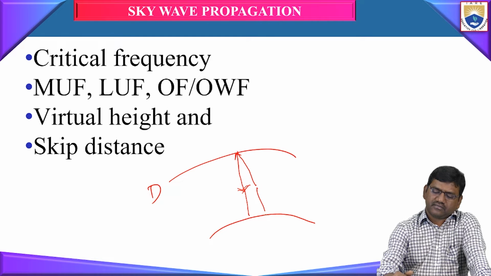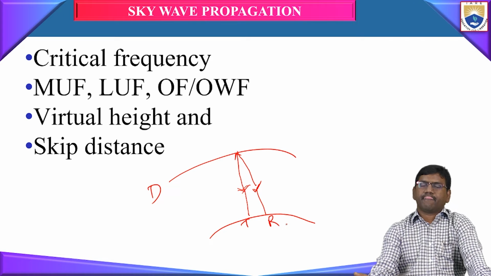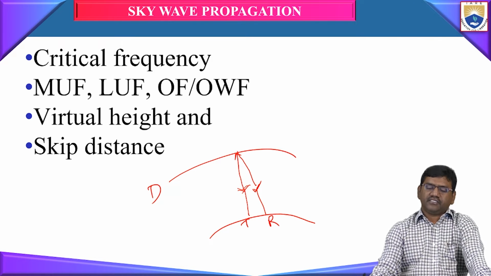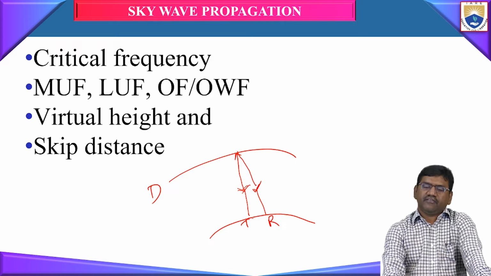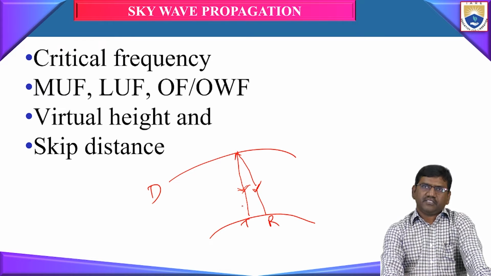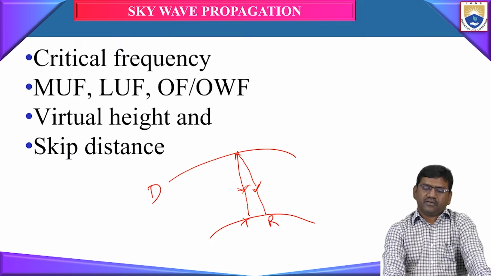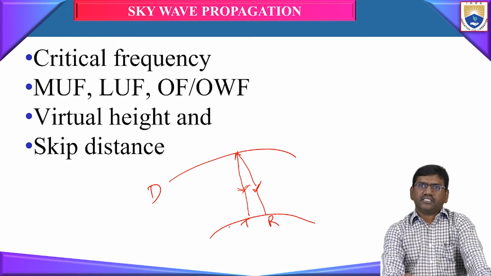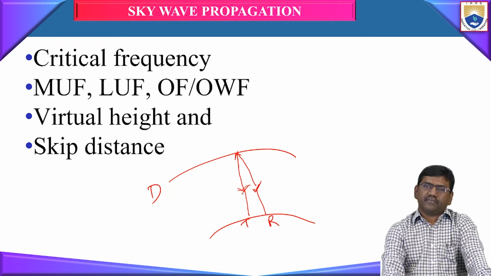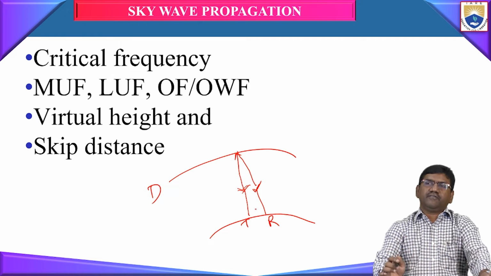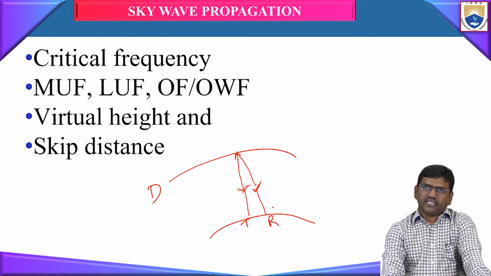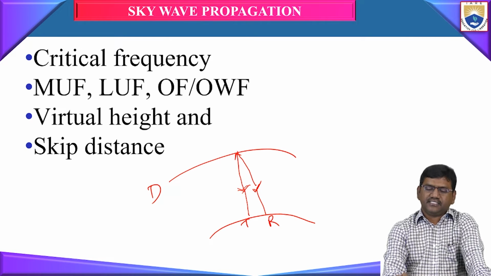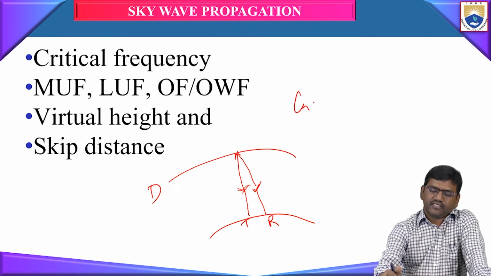Like this. Here there is an antenna. This is the transmitting antenna and this is the receiving antenna. So here, what is critical frequency? The frequency at which a wave is transmitted vertically and reflected back to the surface of the earth. Critical frequency is nothing but the maximum frequency at which an electromagnetic wave is reflected to the surface of the earth at vertical incidence. So we call this the critical frequency.